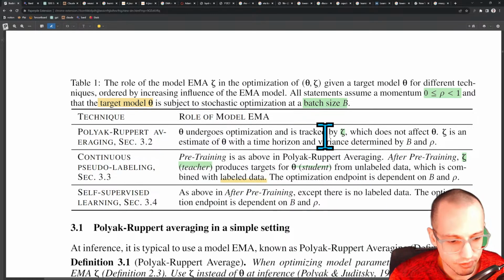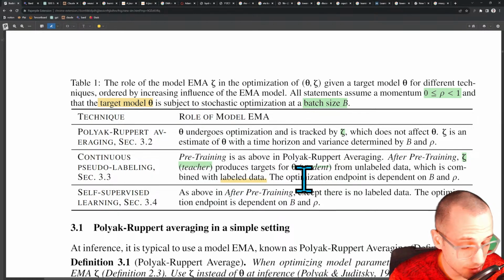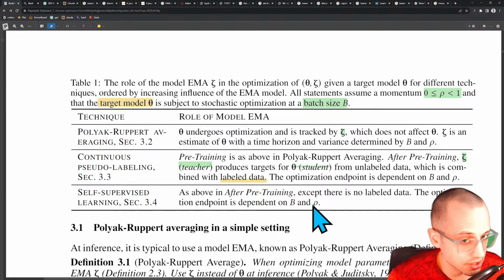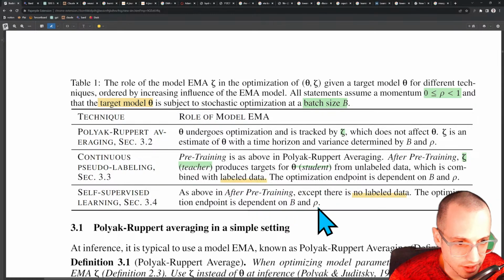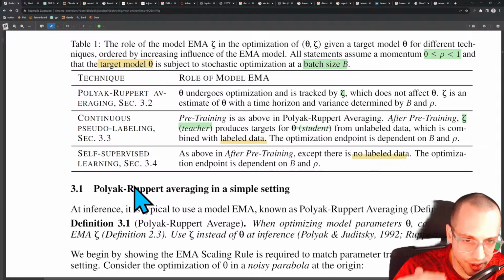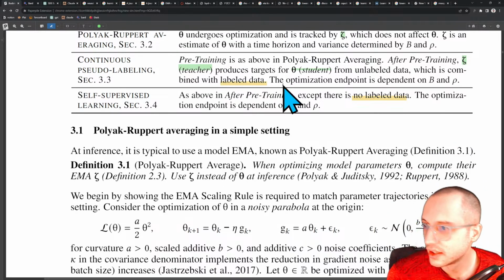A slightly more involved, more annoying version, but this is something you could actually do if you were trying to solve something with machine learning, versus the first one, which you would never do. And then self-supervised learning is something people do all the time, and this is when there's no labeled data, and the optimization endpoint is dependent on beta and rho. So, 3 increasingly more realistic, but also increasingly more difficult, versions of situations where you would use this exponential moving average idea.